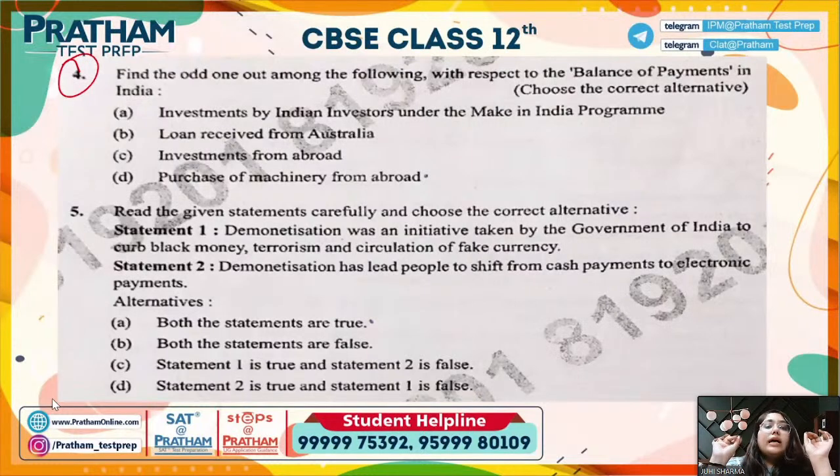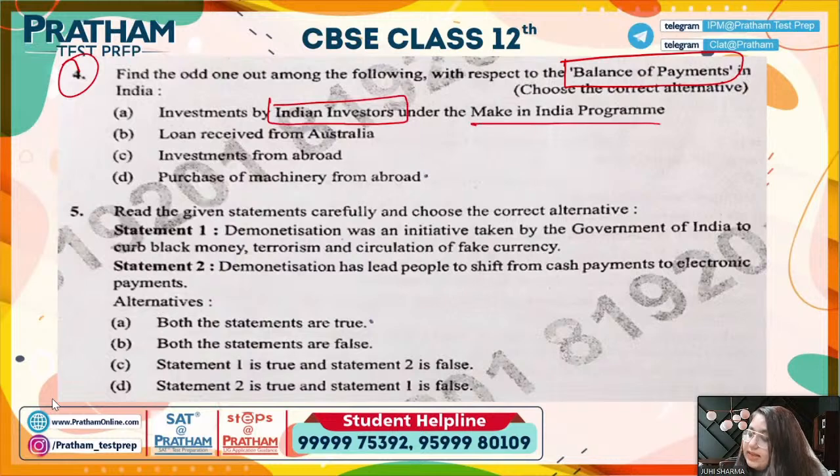Find the odd one out among the following with respect to the balance of payment in India. Now you need to be very, very sure that we are talking about the balance of payment in India. Okay? So you have to find the odd one out, which you would have to mark. The options are investment by Indian investors under the Make in India program. Okay, this is one option. Investment by the Indian investors under the Make in India program.